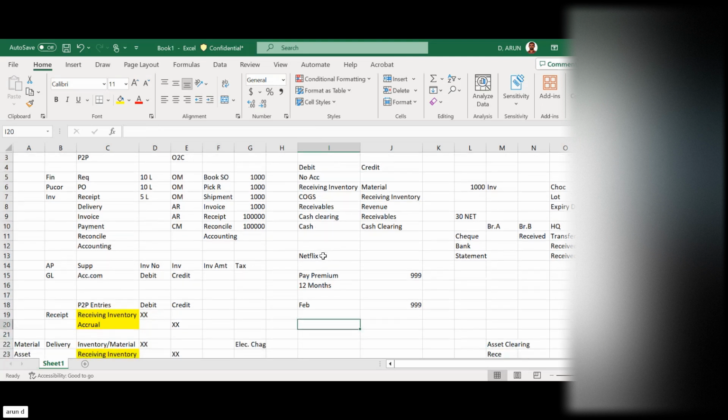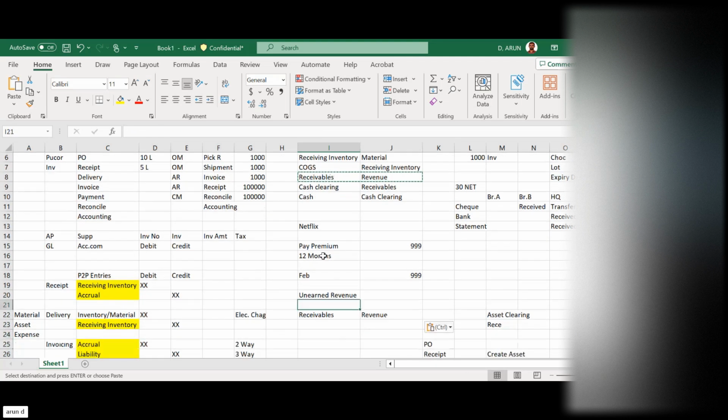So what I will do is say that this is deferred revenue, or let's call it unearned revenue. Now in this case, we have this accounting entry that the system will generate, but in this scenario the revenue will not be generated directly. It is going to be receivable to unearned revenue.